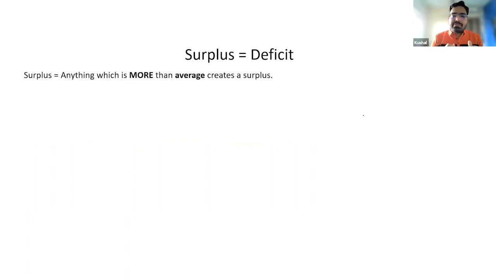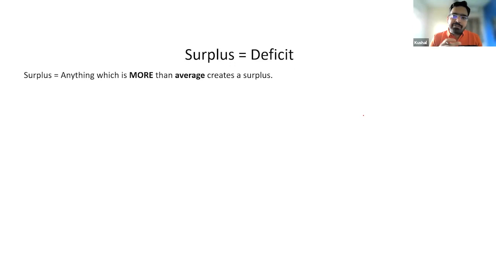The heart of the concept is surplus being equal to deficit. But before I say that, let me define what we mean by surplus. Anything which is more than the average creates a surplus. Suppose I have a set of values available with me. This set of values will have an average value. Some of these values will be more than the average, and some will be lesser than the average, right? So this is how it is going to work.